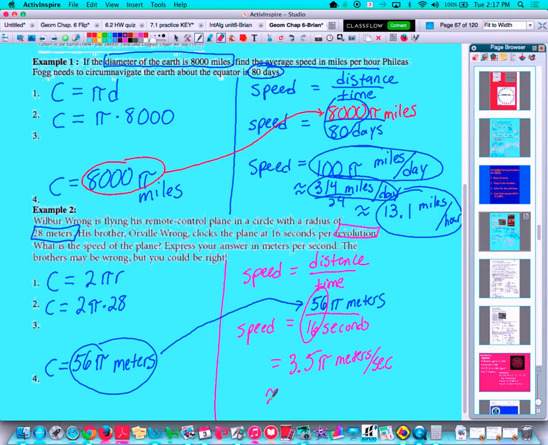Let's get it as a decimal though as well. If we multiply 3.5 times pi, or if you just take 56 pi divided by 16, that's going to be approximately 11 meters per second. And the abbreviation for meters per second is going to be an m over an s. So that would be meters per second. So that's our answer, 3.5 pi meters per second, or about 11 meters per second for the speed of the plane.